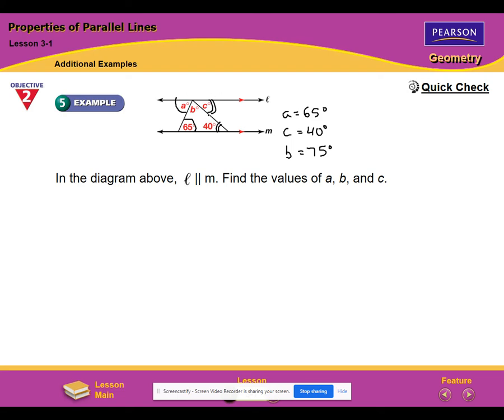I would not use the word supplementary here because supplementary technically deals with two angles, not three. But the three of them form a straight angle, which means they have to add up to 180. And it's 65, 40, and 75 that would add up to 180. By the way, this would be a great way to prove that the triangle angle sum is 180 as well, right? We will one day do that.